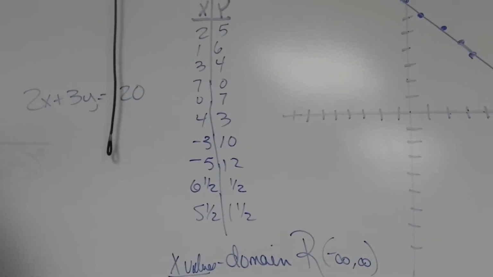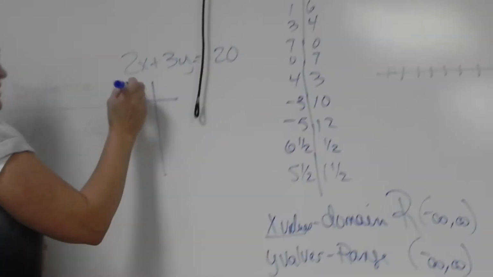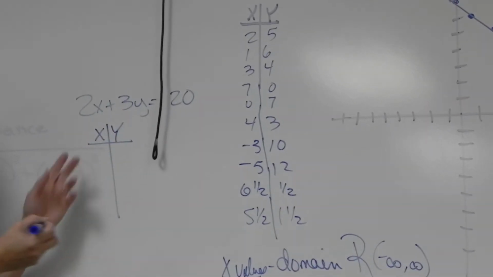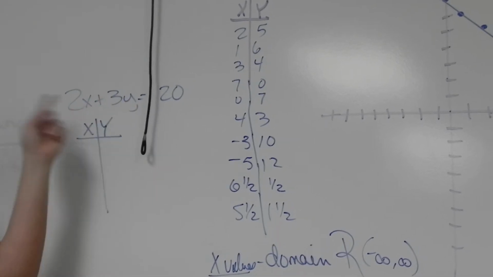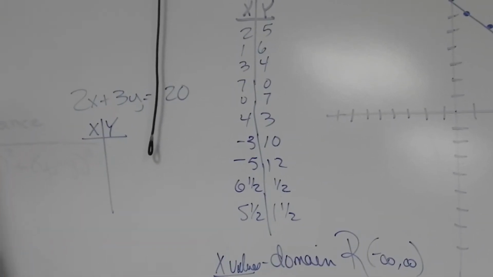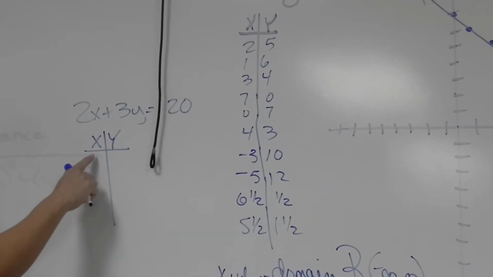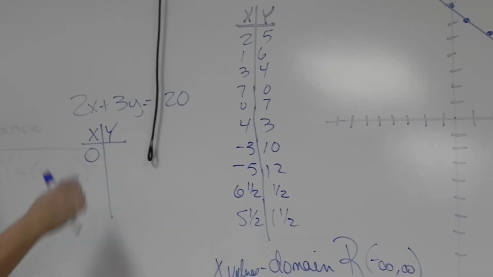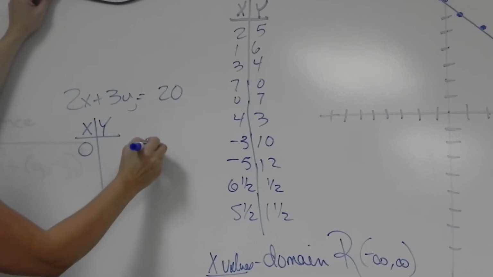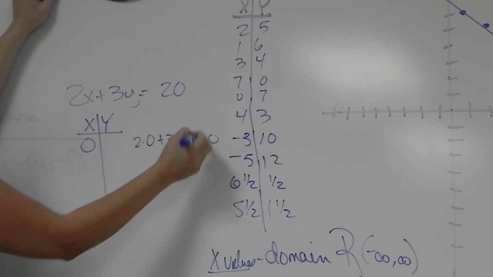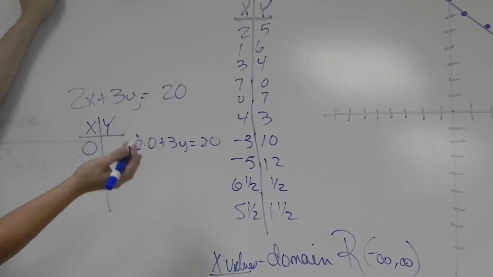But anyway, usually the method we use is, if we're going to do a t-table, we specifically name some x or y values, plug it in, and then equation solve to see what its companion comes up with. So a lot of times we'll do the zeros. Plug in 0 for x gives me 2 times 0 plus 3y equals 20. 2 times 0 then just kind of drops out to 0.